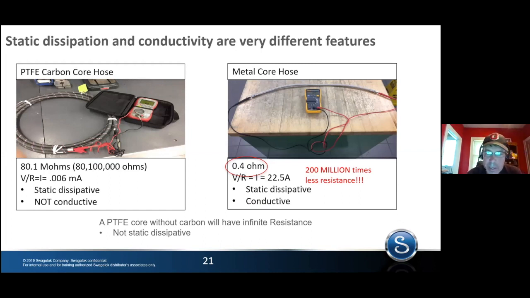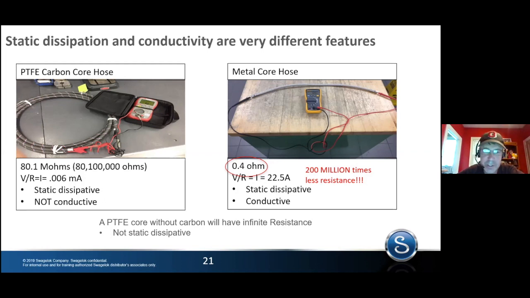The hose on the right is a metal core hose. So core, metal braid, metal end connections. It's metal through and through. And doing a similar test, this particular hose had 0.4 ohms. So instead of 80 mega ohms, it has 0.4. So this is 200 million times less resistance. This hose does act like a grounding wire. This hose is conductive. It also dissipates static, but it's also a conductive hose.